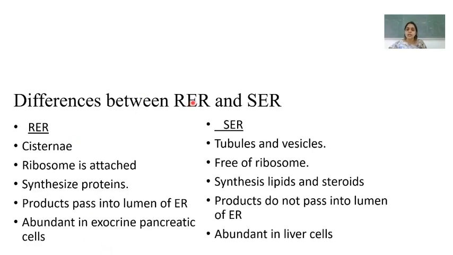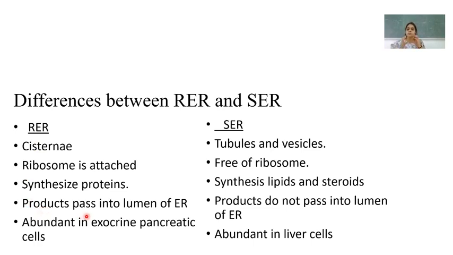Now, the difference between RER and SER. RER is in the form of cristae, and it is towards the nucleus, and tubules and vesicles you can see in the case of smooth endoplasmic reticulum. In RER, ribosomes are attached, whereas SER is free of ribosomes. In RER, where ribosomes are present, protein synthesis takes place, whereas in SER, synthesis of steroid hormones, lipids, and cholesterol takes place. And in RER, the products which are produced are passed into the lumen of the ER.